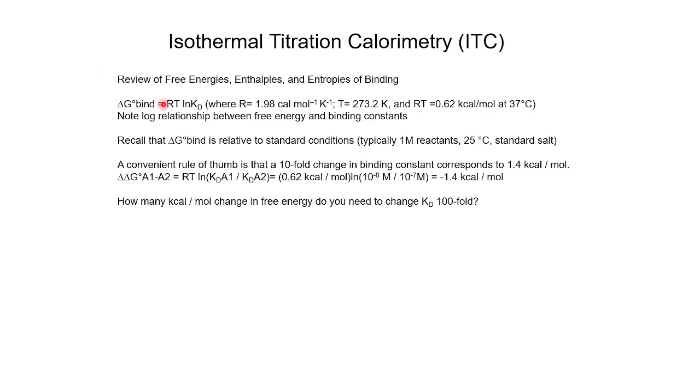So this is a review of free energies, enthalpies, all thermodynamic parameters that can be calculated from here. There is a convenient rule of thumb: a 10-fold change in binding constant corresponds to 1.4 kilocalories per mole. So how many kilocalories per mole in free energy do you need to change KD by 100-fold? The log of 100 is 2, so it is around 2.8 kilocalories per mole.